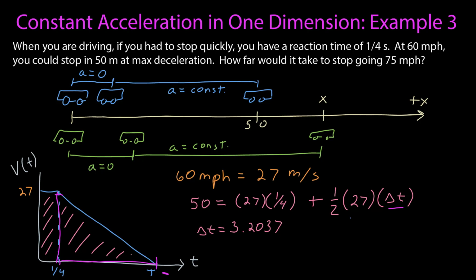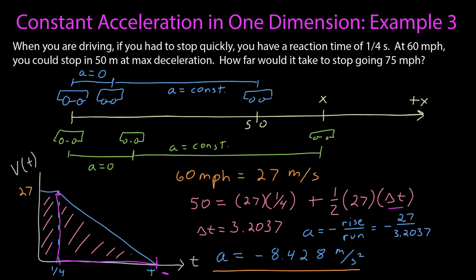I can now calculate the slope of the velocity graph, and that's going to give me my acceleration. The acceleration is negative because the velocity is going in the positive x direction and it's slowing down. So negative the rise over run, which is 27 over the time difference I calculated, and I get an acceleration of negative 8.428 meters per second squared. So this is great. I now know the acceleration, which is going to be the same acceleration in the next step, and the reaction time is going to be the same. So let's go ahead and look at the higher speed now.